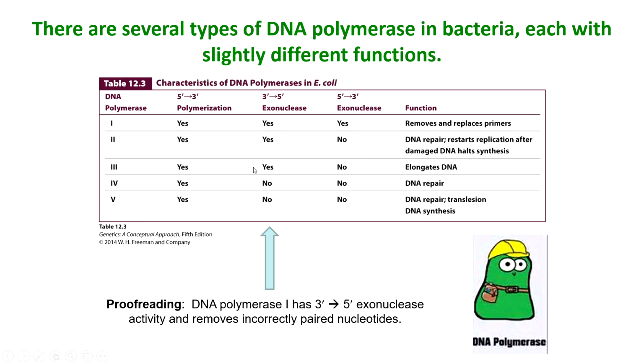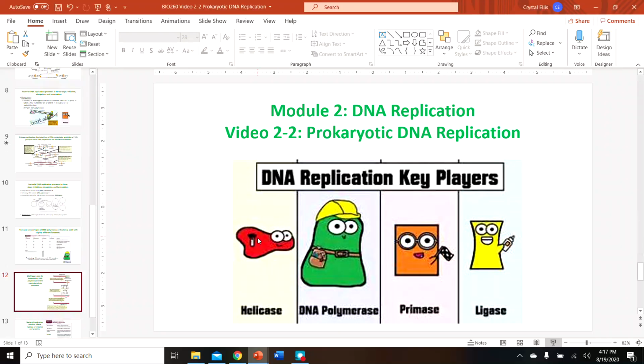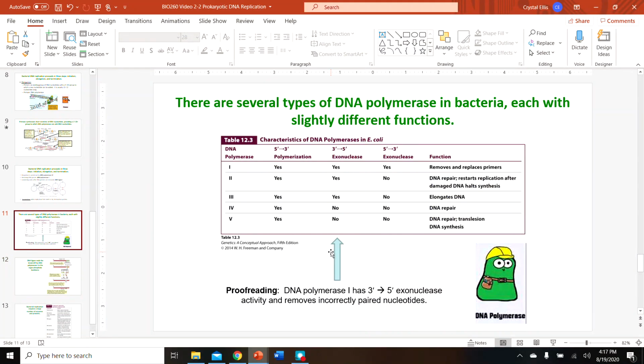DNA polymerase 1 also has this ability. This is actually needed in order to remove and replace primers. And it also has this ability to remove incorrectly paired nucleotides, or does a little bit of DNA repair. 5' to 3' exonuclease activity is reserved mostly for just DNA polymerase 1. Oh, this arrow should be pointing here. Sorry about that.